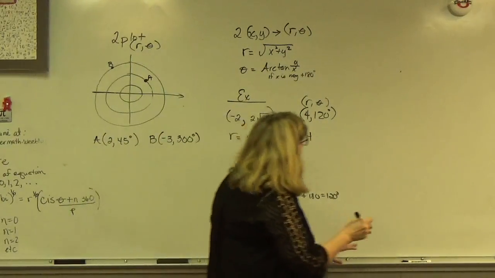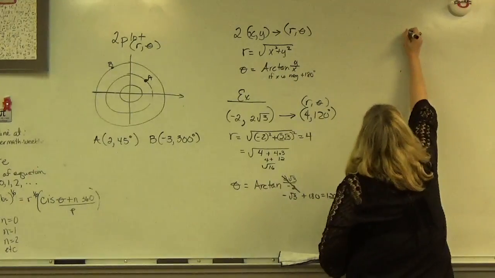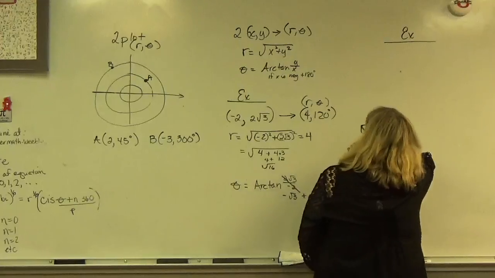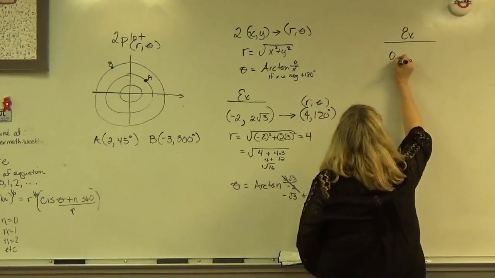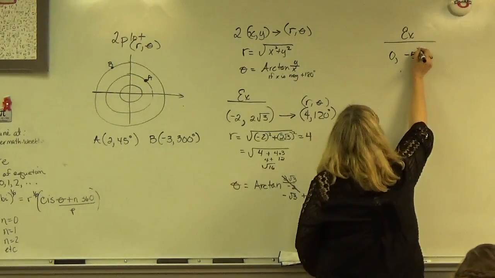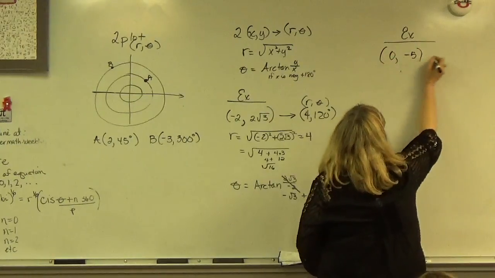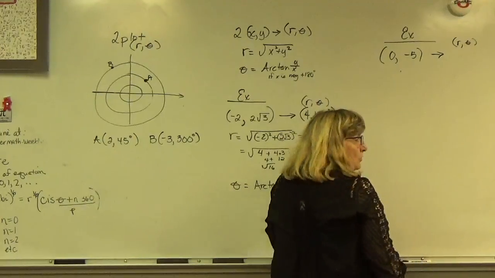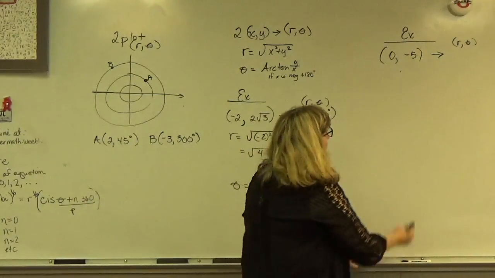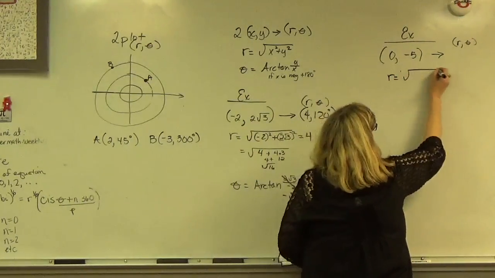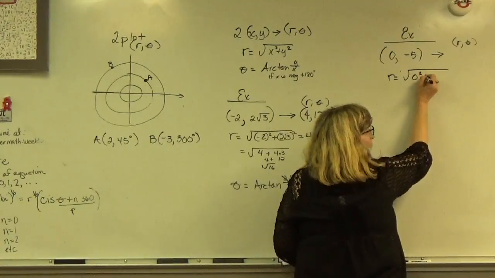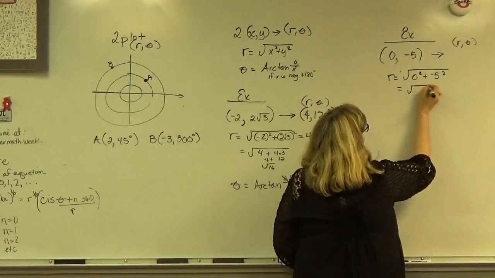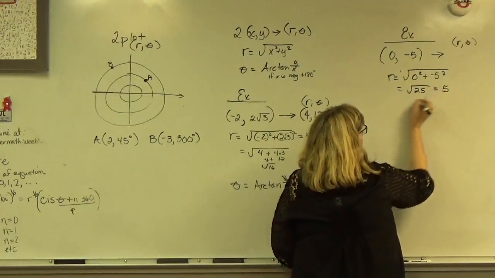Okay, here's another one if you need it. You don't have to write it down if you don't want to. Another common mistake was this kind. I have 0 and -5 for my x and y. So r is going to equal 0 squared plus, so it ends up being 5.